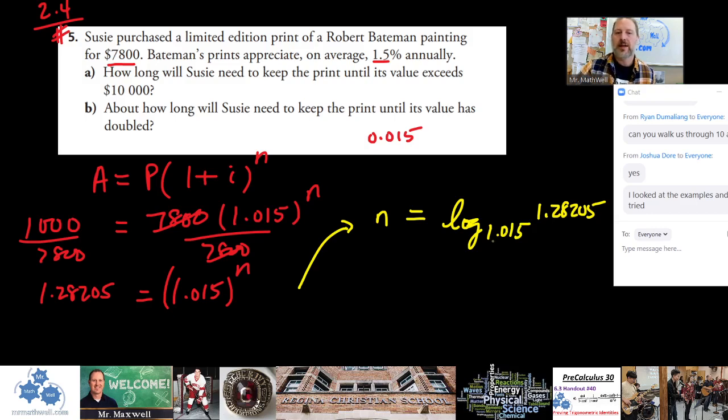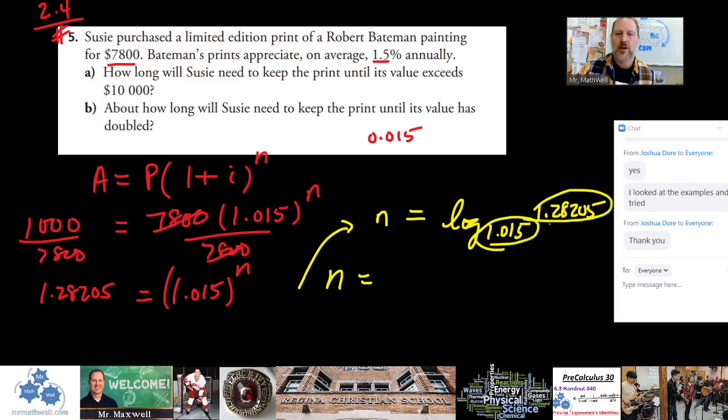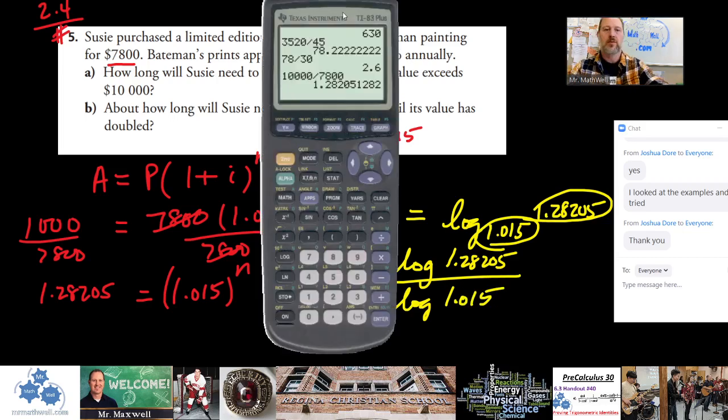Now, if you don't have a calculator that can put in this base, there's a change of base formula. I don't know if I've taught you this, or if this is in this course or not. But you could do this right here: it's the log of this number divided by the log of this number, which also gets you the answer. It's called the change of base formula. So log of 1.28205 divided by the log of 1.015. You could do that to solve for n, and I think that should give you the proper number.